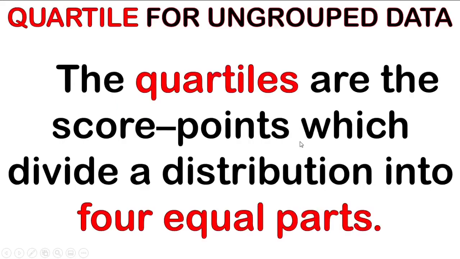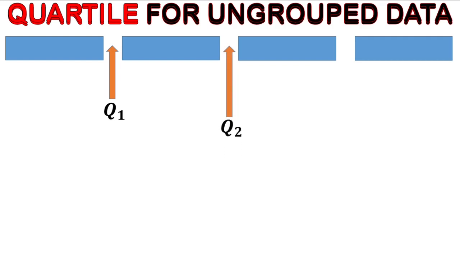Quartiles are the score points which divide a distribution into 4 equal parts. Again, quartiles are score points which divide a distribution into 4 equal parts. So if this is the whole distribution, it is divided into 4 parts, in which in this position is where the first quartile is located, this position is where the second quartile is located, and in this position is where the third quartile is located.